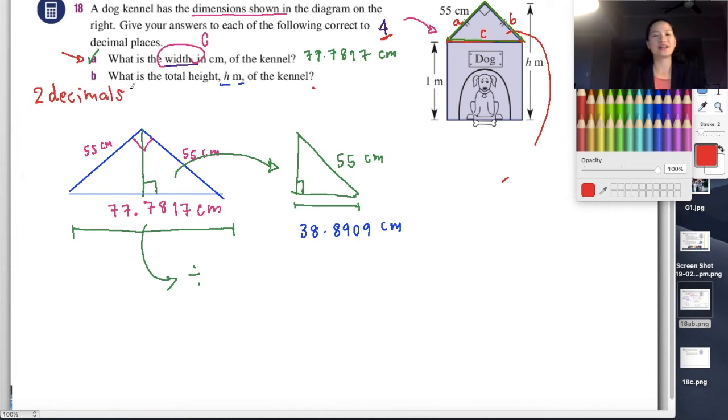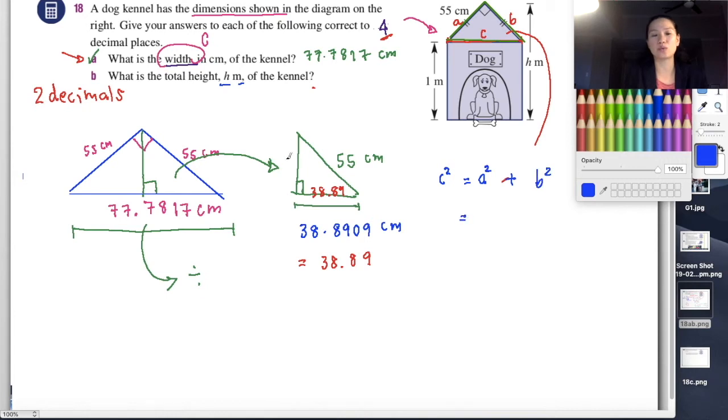Okay. Now I'm going to change this one to just 2 decimal. So I'm going to change it to be 38.89. Okay. So that means here is 38.89 and 55. So you remember our formula? C square equals A square plus B square.